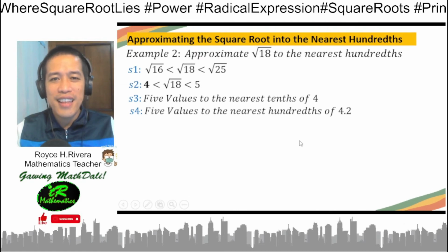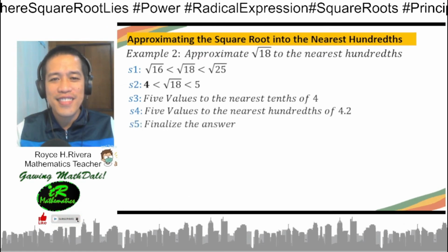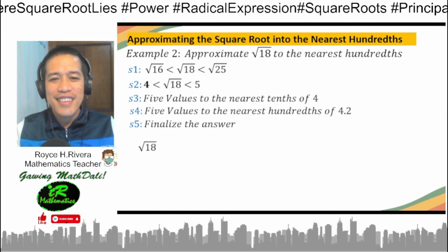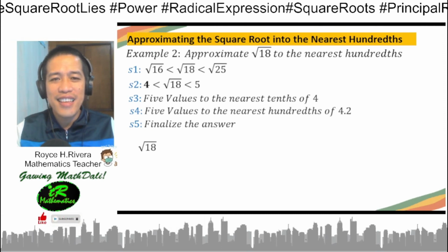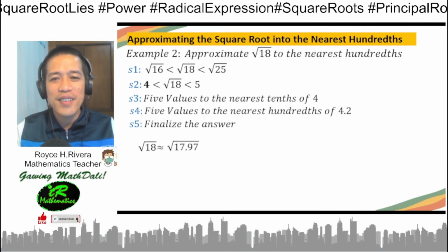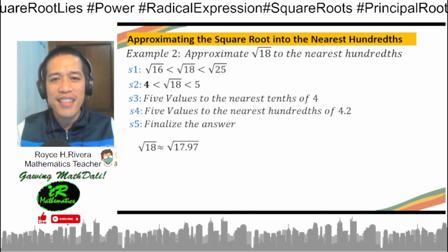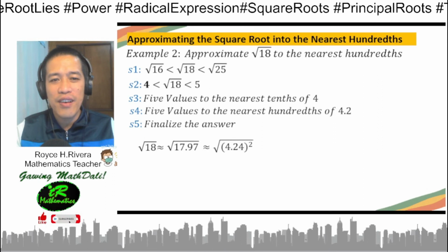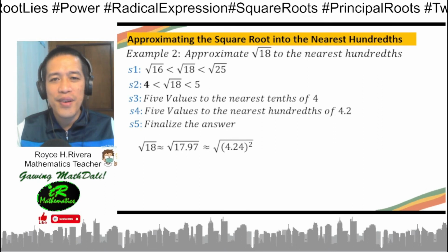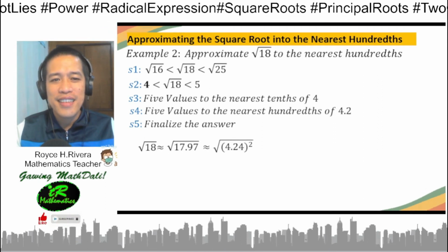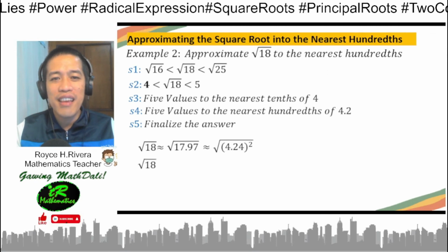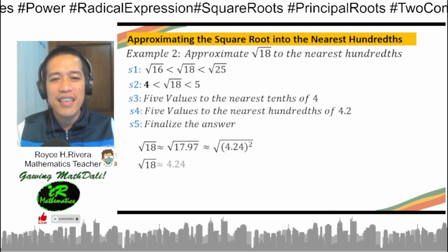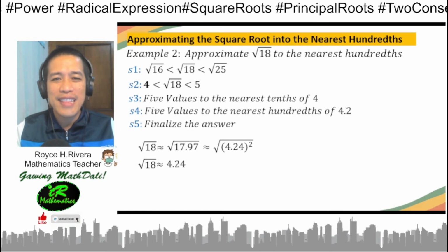We now finalize our answer. The square root of 18 is approximately the square root of 17.97, and it is approximately the square root of 4.24 quantity squared. Therefore, the square root of 18 is approximately 4.24.